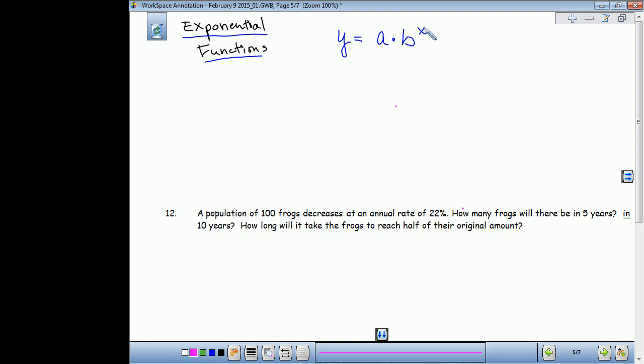All right, so here we go. y equals a times b to the x. This was our general form for exponential functions. a represented the initial amount, right? Do y'all remember that from last year? Great. b is our multiplier, so it can take the form of different things. Let's talk about the different things we looked at last year.